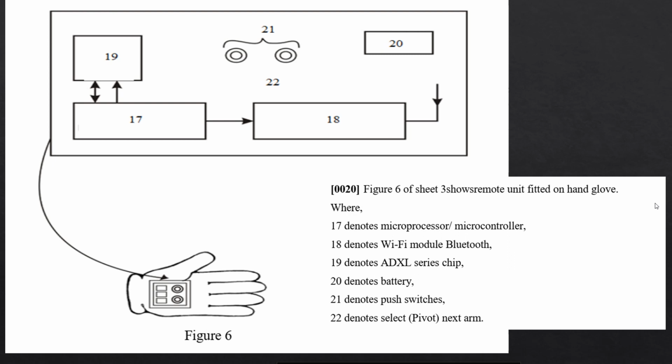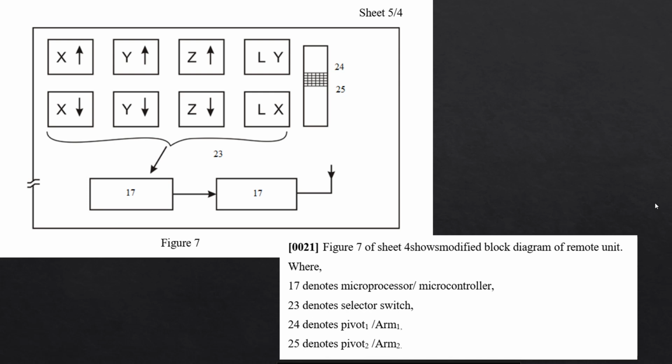17 denotes microprocessor, microcontroller, 18 denotes Wi-Fi module, 19 denotes ADXL series chip, 20 denotes battery, 21 denotes push switches, 22 denotes pivot arm.